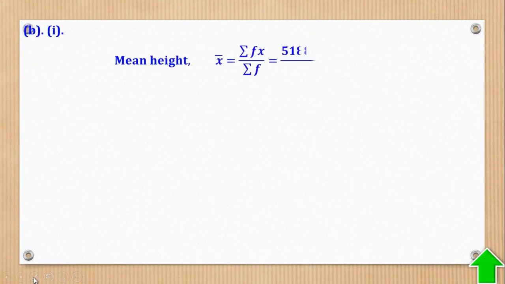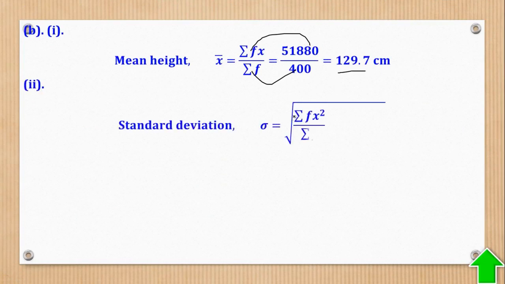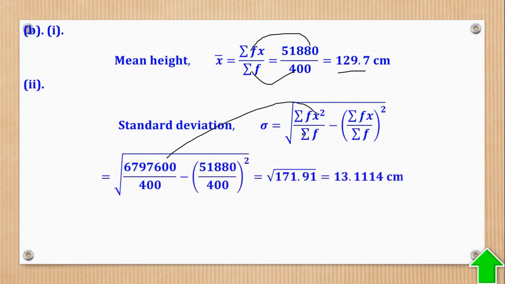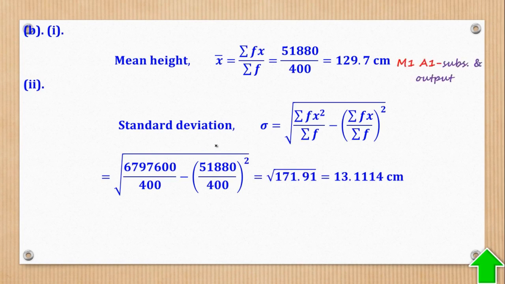So for mean, substitute summation of fx and summation of f to give you that. Then for standard deviation, it is square root of summation of fx squared over summation of f minus mean squared. So substitute for this, substitute for this, substitute for this, and substitute for that to give you 13.1114 centimeters. And the marks would be awarded.